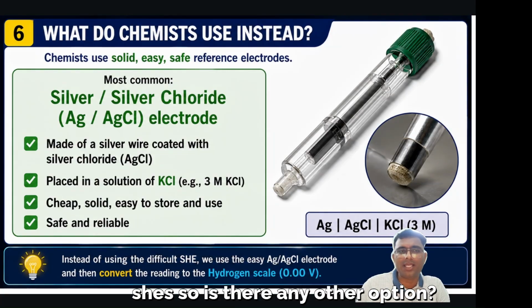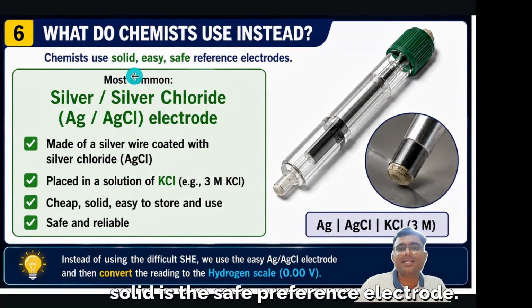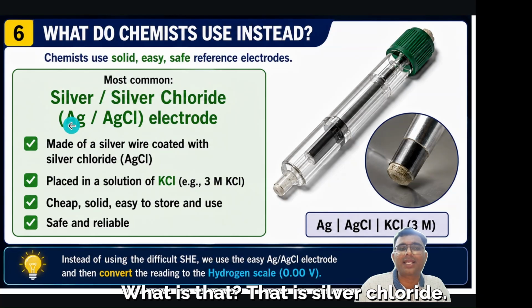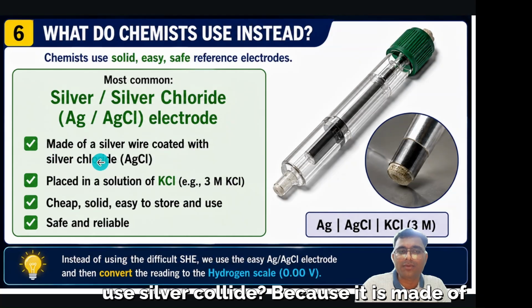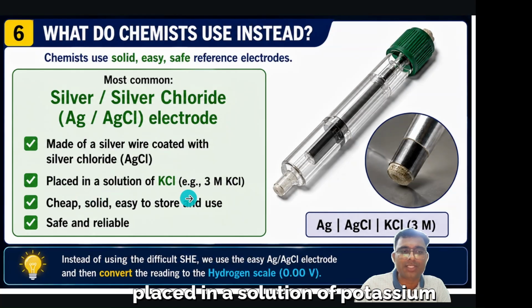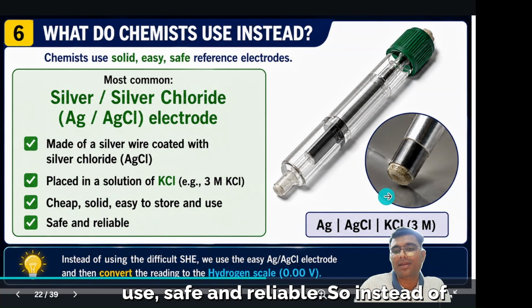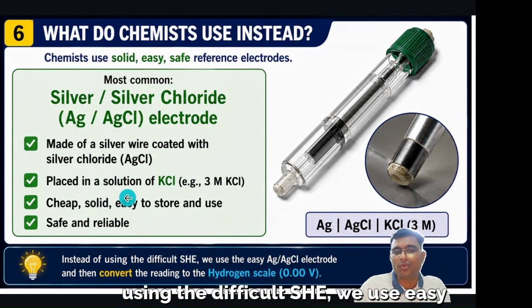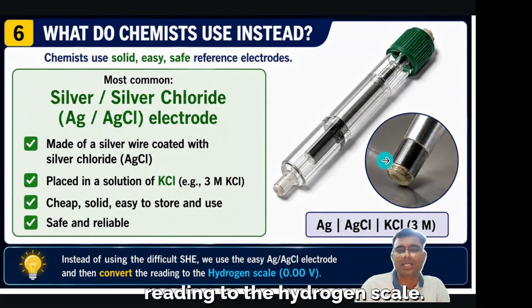So is there any other option? Yes, there is. Chemists use a solid, easy, safe reference electrode. What is that? That is silver chloride. And why do they use silver chloride? Because it is made of silver wire coated with silver chloride, placed in a solution of potassium chloride. Cheap, solid, easy to store and use, safe and reliable. So instead of using the difficult SHE, we use the easy silver chloride electrode and convert the reading to the hydrogen scale.